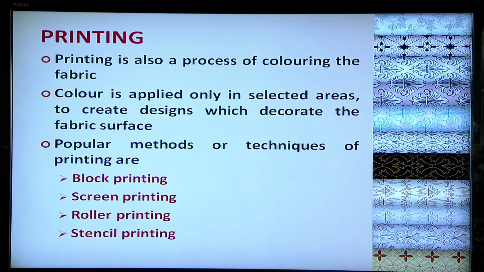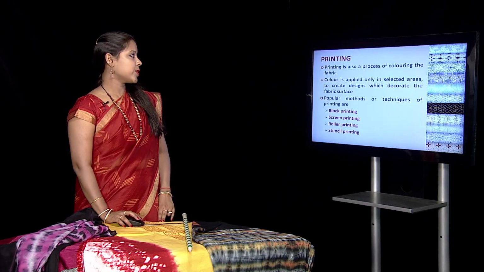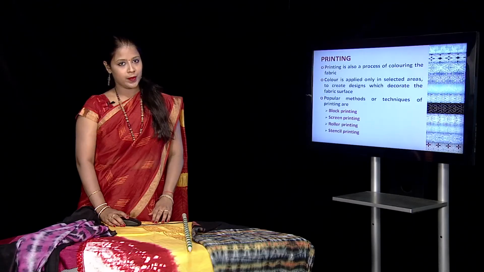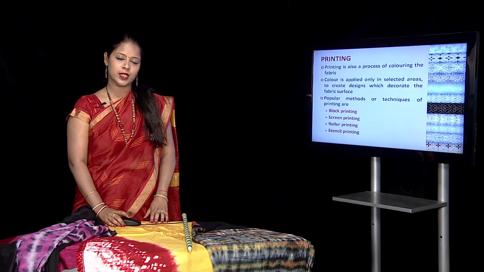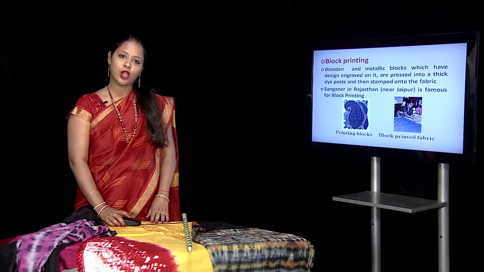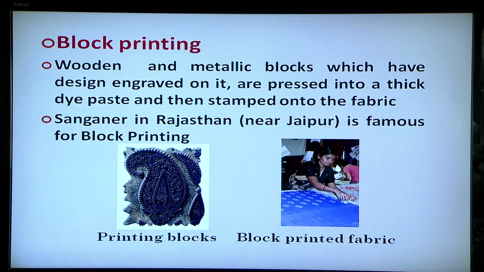Next, after dyeing, is the technique of printing, which is also a process of coloring the fabric. The color is applied only on selected areas to create designs which decorate the fabric surface. There are various methods of printing which are being used, like block printing, screen printing, roller printing or stencil printing. But today we will be discussing only block printing in detail. In this, wooden or metallic blocks which have the design engraved on them are pressed on the thick dye paste and then stamped onto the fabric to produce the design. Sanganer in Rajasthan is famous for block printing.